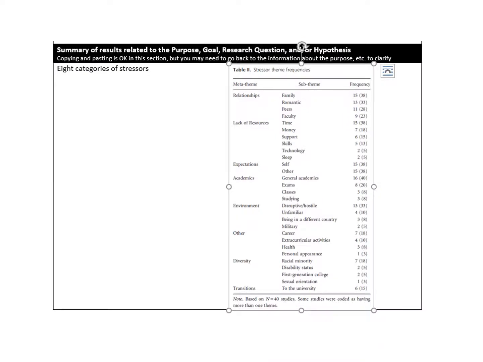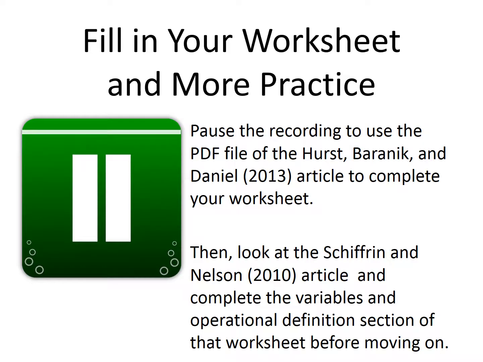I used a program to capture the table from the article, but you can also find the same information in the first few sentences of each of the paragraphs in the results, if that's easier for you. Now that you've learned about the process and seen my model, use the PDF file in the Hurst article to complete the variables section of that worksheet.